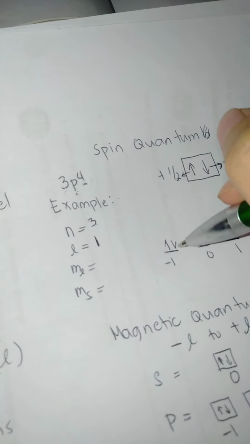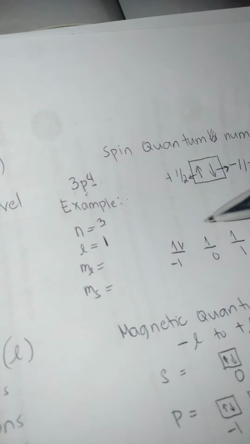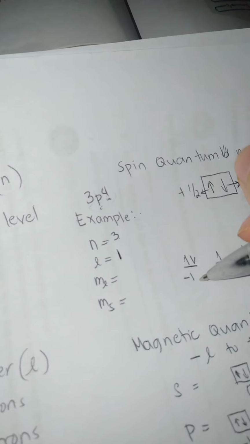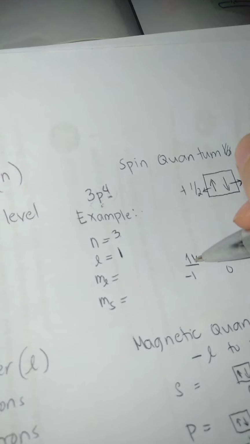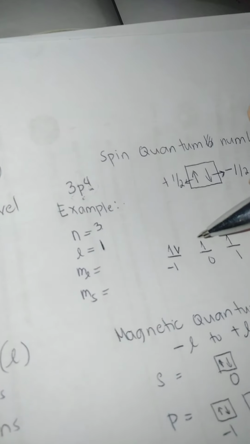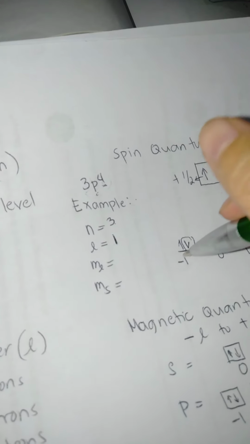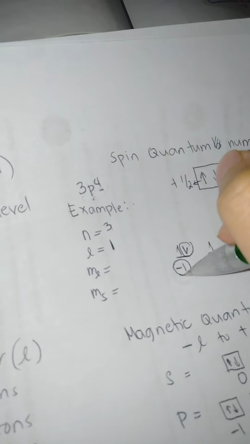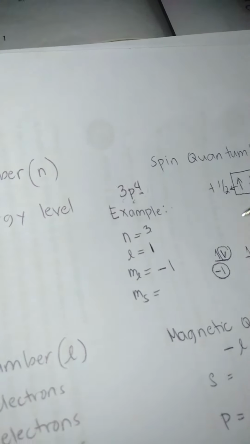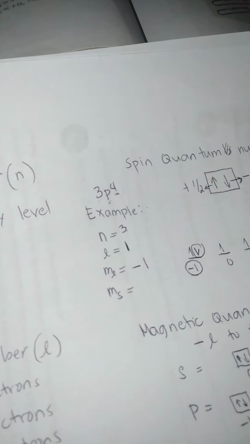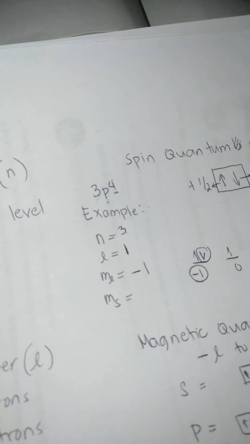So you must remember the last arrow, and look at the number where the arrow has landed. This is the last arrow, and this is our value. So our m sub l is -1. That's the step on how you find the magnetic quantum number.